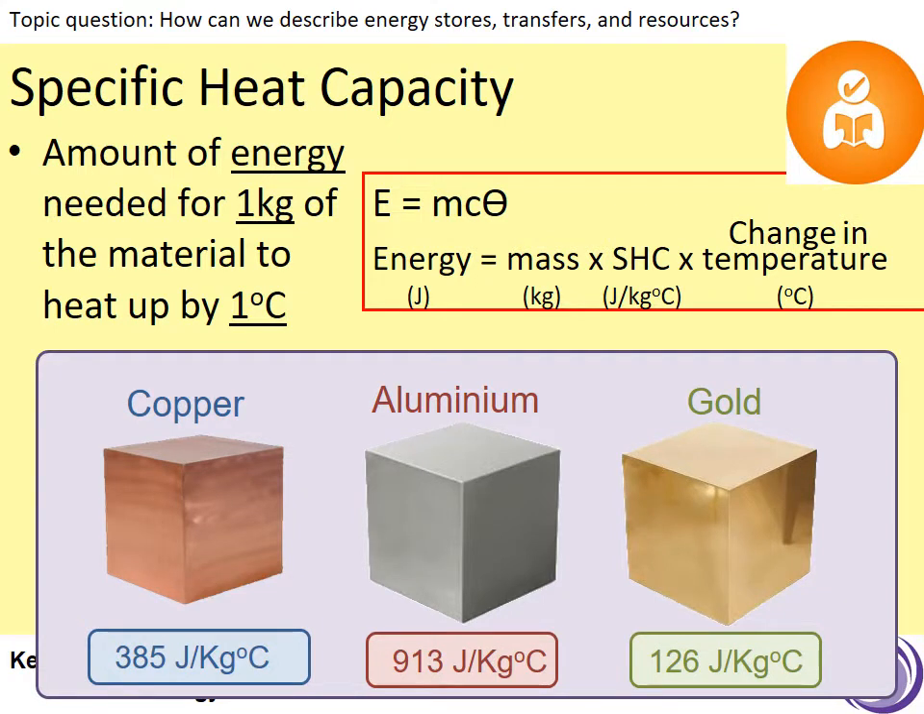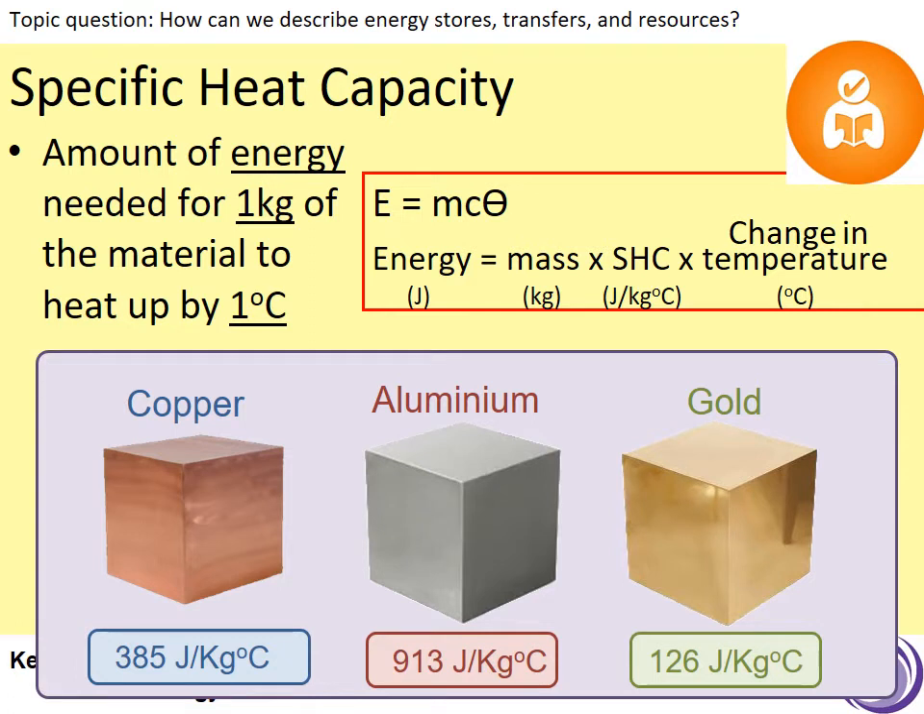So now we're going to speak about specific heat capacity. So there is a definition there of exactly what it is. So specific heat capacity is the amount of energy needed for 1 kilogram of a material to heat up by 1 degree C. So what that means is you'll have a certain amount of energy, so for a kilogram of an object, in order for it to increase in temperature by 1 degree Celsius.